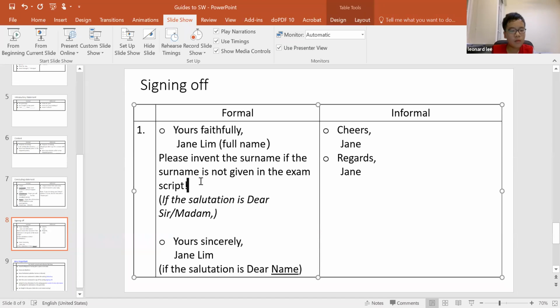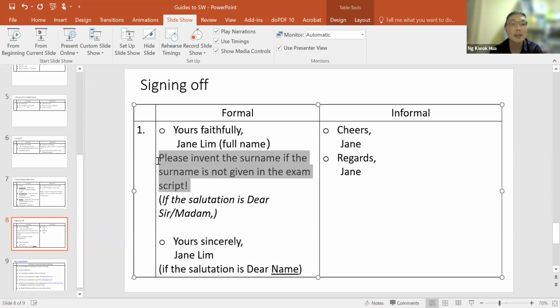Yep. Okay, can you switch off your mic, please? I've broken it down in detail here. So when you revise, please go through the slides again. I'm going to post them on SLS. Please invent the surname if the surname is not given in the exam script. Please remember this. I think this will come in useful in your secondary school as well.